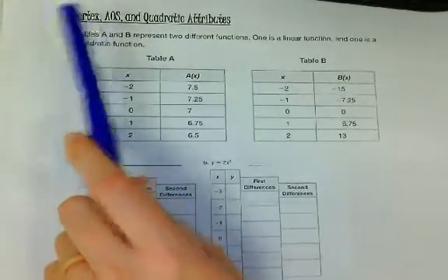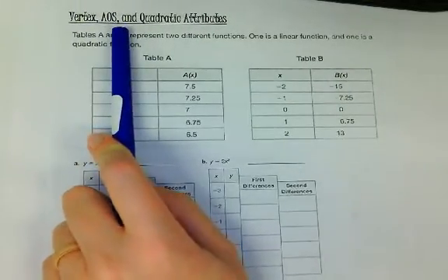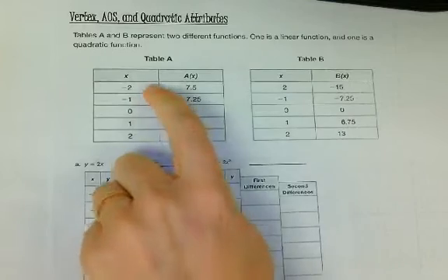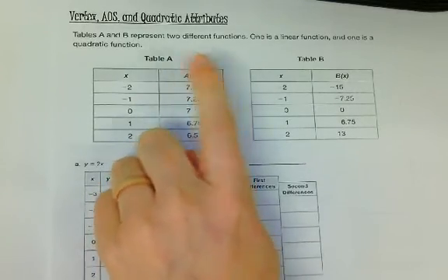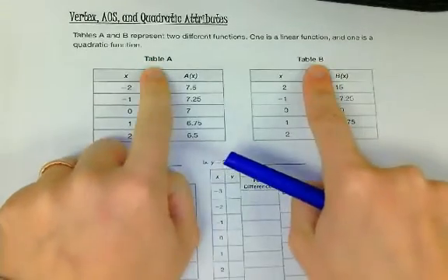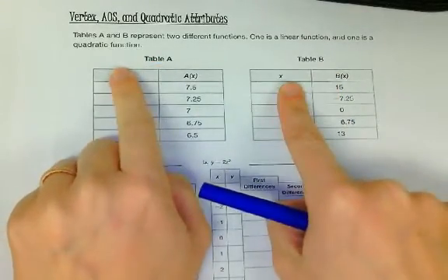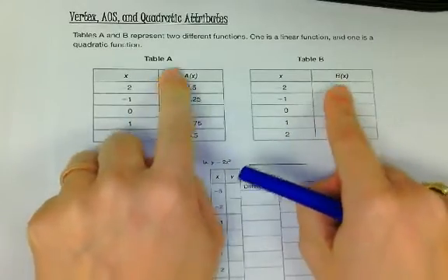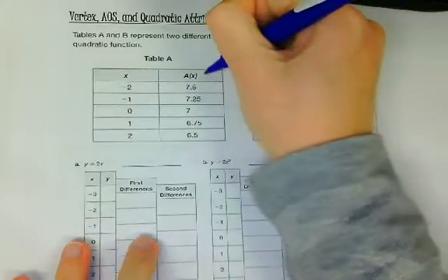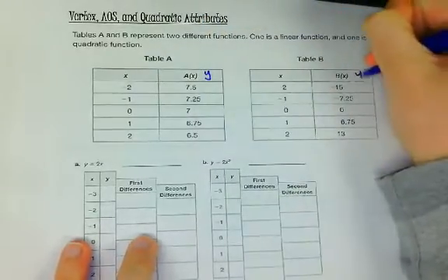Find the page called Vertex, AOS, our axis of symmetry, and quadratic attributes. So this says tables A and B represent two different functions. One is a linear function and one is a quadratic function. And the goal is that we can tell the difference between which one's which. So I see both table A and B have x's, and then it's in function notation, A of x, B of x.